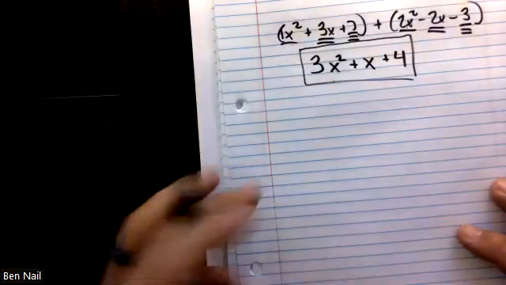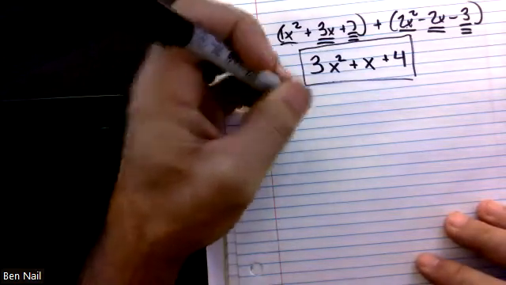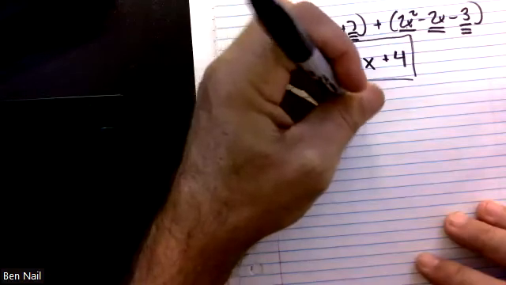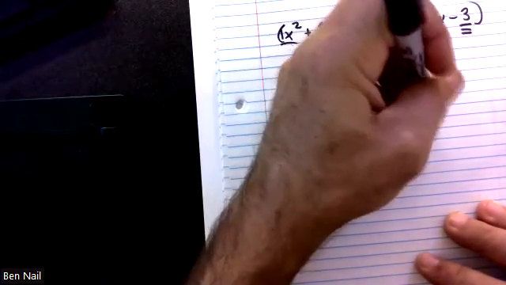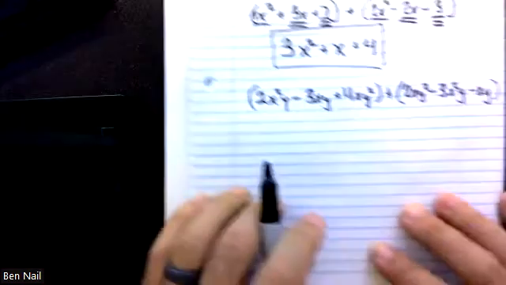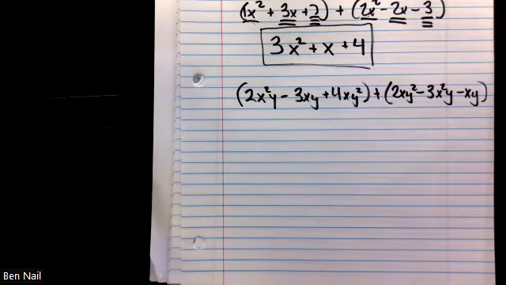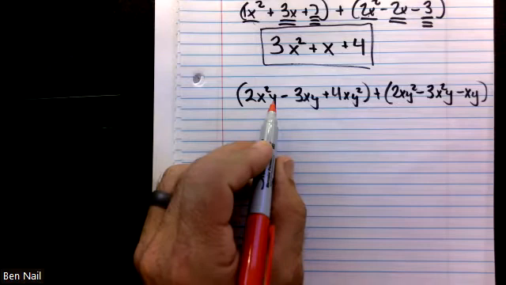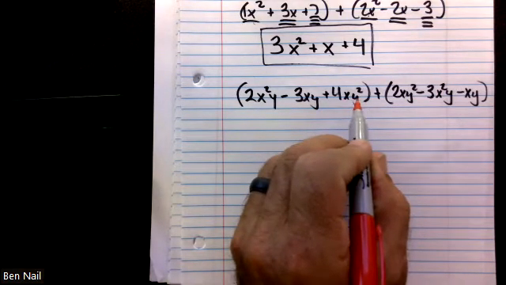The only thing they can really do to kind of make this tricky is throw in way more variables and do something like this. So if you have trouble reading, that says 2x to the second y minus 3xy plus 4xy to the second plus 2xy to the second minus 3x to the second y minus xy. So again, what makes this tricky is we've got x and y's kind of all over the place. But again, pay attention, like terms have the exact same variables to the exact same exponents. So while this one has an x to the second and a y to the first, you'll see this one has an x to the first and a y to the second.